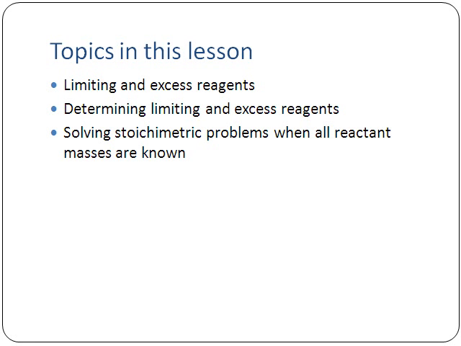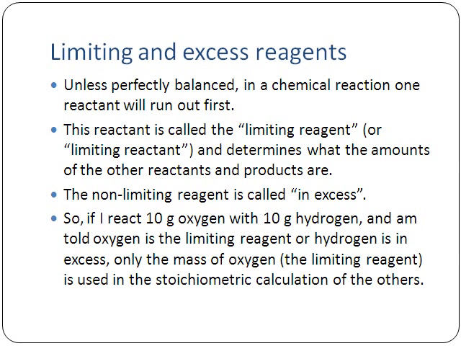both reactant masses. In previous problems, we were only given one reactant mass. So what if we're given both? That's what we're going to be looking at here: what to do if we're given both of those reactant masses, and how to find the rest of the masses of the products in that case. So, a quick review on limiting and excess reagents.